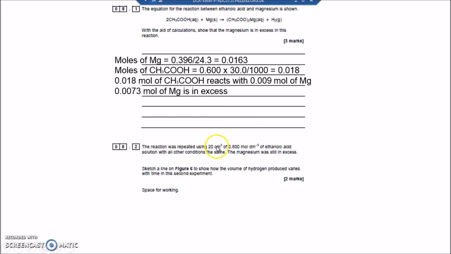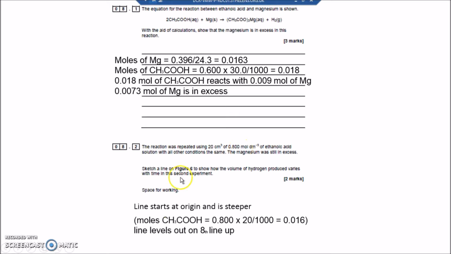20 centimetre cubed, small units into a larger unit, a decimetre cubed that we need for this equation, divide by 1,000, so 0.02 multiplied by 0.8 is 0.016. I've got 0.016 moles of ethanoic acid this time. They must have wanted me to work that out, otherwise they wouldn't give me a volume and a concentration. Previously I had 0.018 moles, so I've got 0.016 rather than 0.018. So I've got slightly less, so I'm going to get less product.